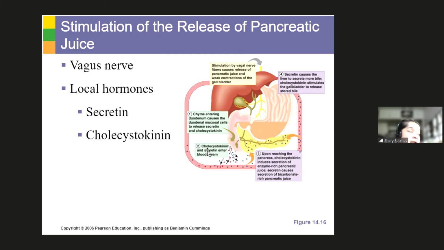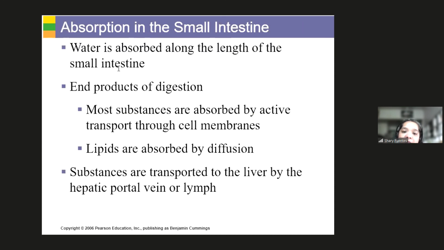So, kung may cholecystokinin kayo, it can also stimulate the release of secretin. Pag nagproduce si cholecystokinin, gi-stimulate niya si secretin na lumabas. Sa secretin naman, magproduce siya ng bicarbonate na pancreatic juice. At the same time, secretin causes the liver to secrete more bile para mag-act on your fats for fat digestion. So, the cholecystokinin basically stimulates the gallbladder to release the stored bile. So, ito yung flow ng ating digestion, pancreatic juice. Okay? Small intestine absorption.